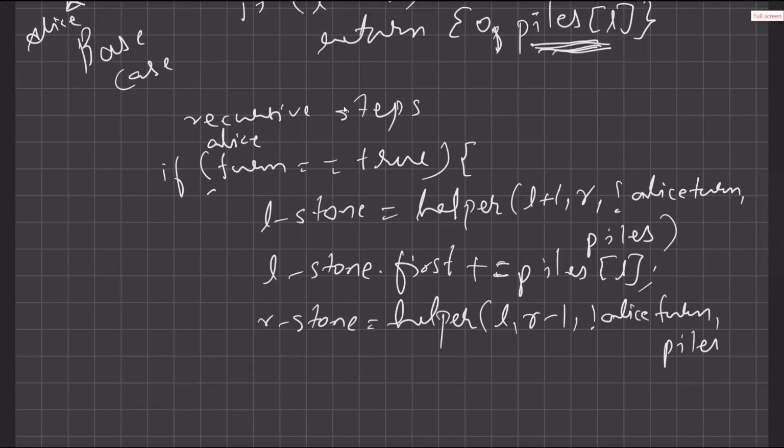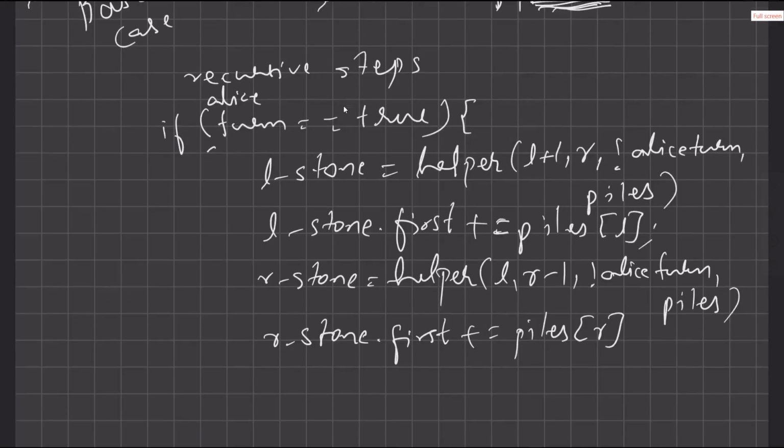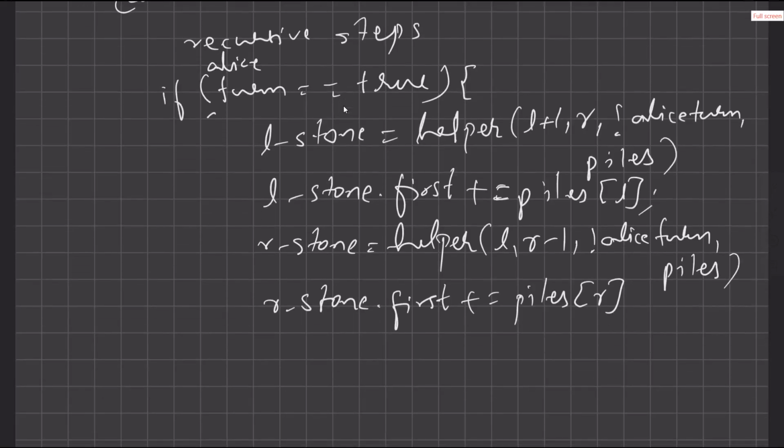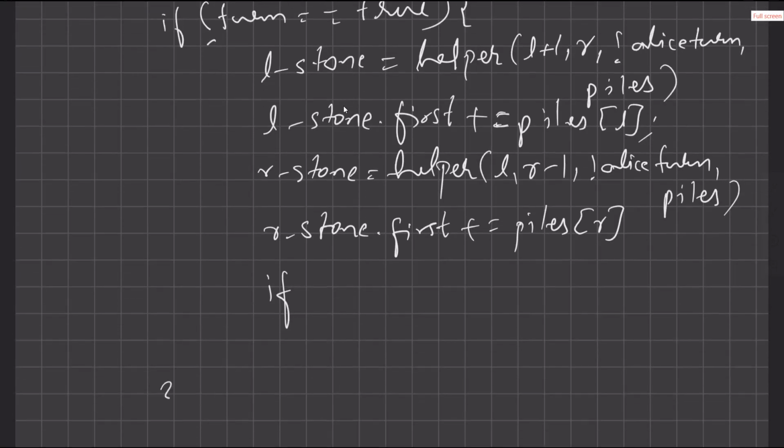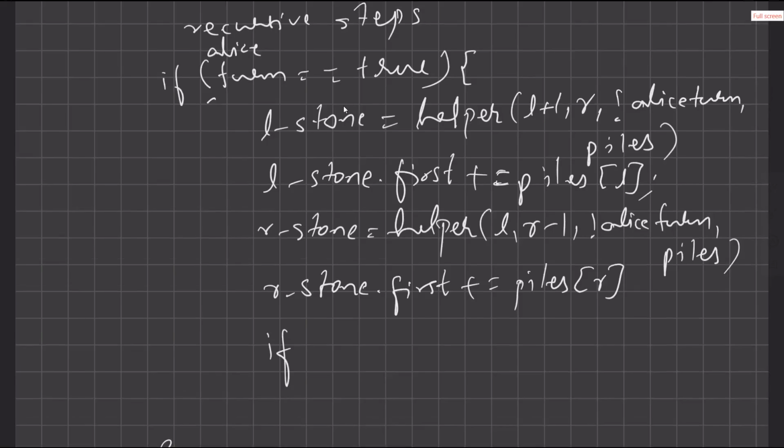Then we have piles, and in this R stone we'll be adding the piles of R. Basically this is the number of stones we are choosing. We are doing the choosing operation, choosing either from left or from right. Since it is an Alice block, this entire block belongs to Alice, so both players are playing optimally, so Alice will not take care of how many stones Bob has. She will only be concerned about her number of stones.